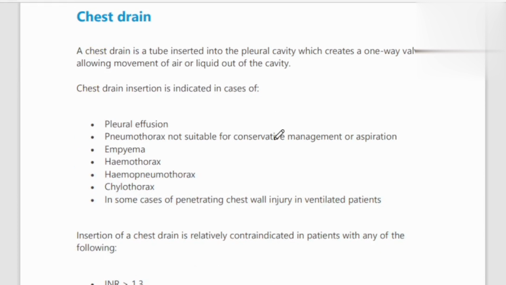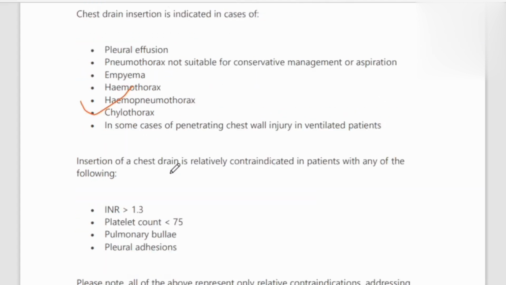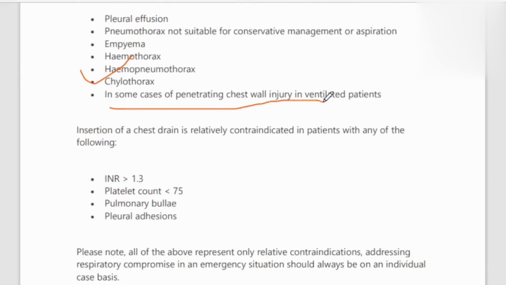The familiar topic is the chest drain. The chest drain is a tube inserted in the pleural cavity which creates a one-way valve, allowing the movement of air or liquid out of the cavity. So the indications are pleural effusion, pneumothorax not suitable for conservative management or aspiration, empyema, chylothorax, and some penetrating chest wall injuries in ventilated patients.